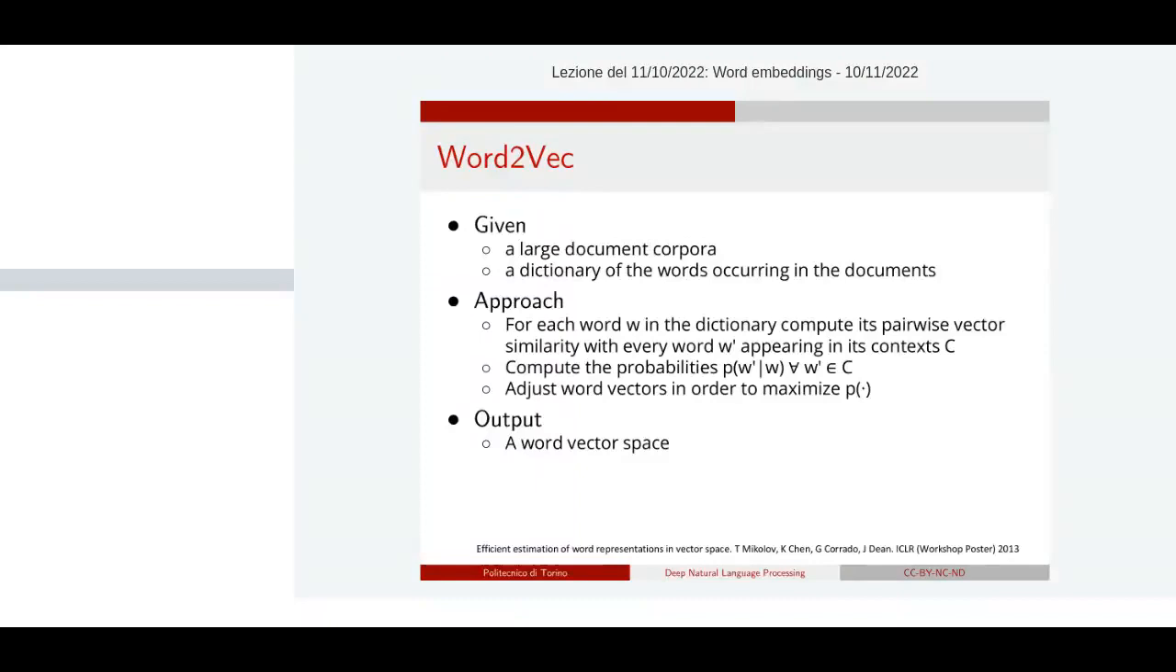Okay, so the way we get this output is to compute, for each word in the dictionary, the pairwise similarity with every word appearing in its context. So we compute basically a conditional probability: the probability of a word appearing in the context, given that we know the target word has already occurred. So if within that context window I know that the target word that actually occurs is banking, I want to know the probability of getting crisis given banking.